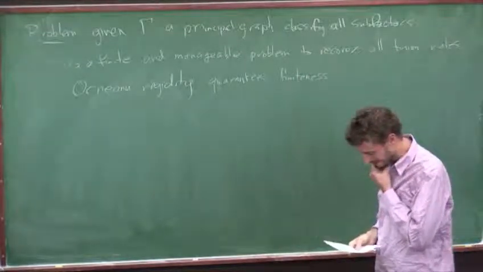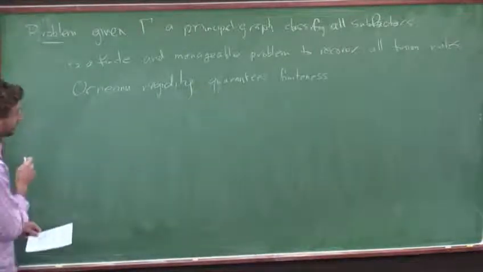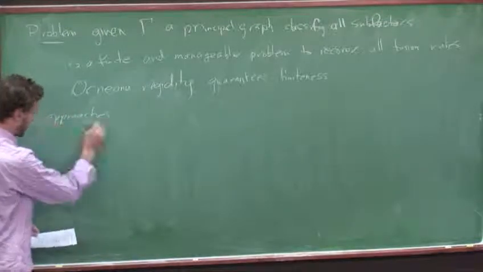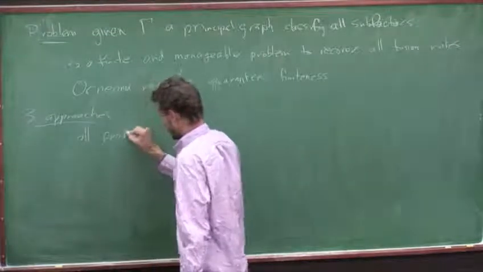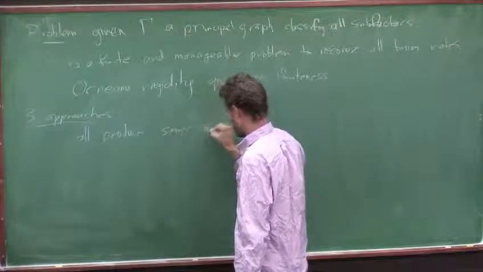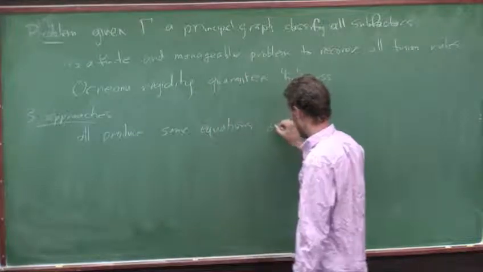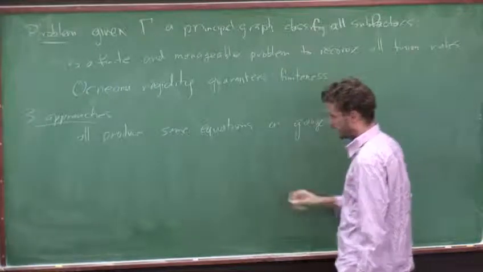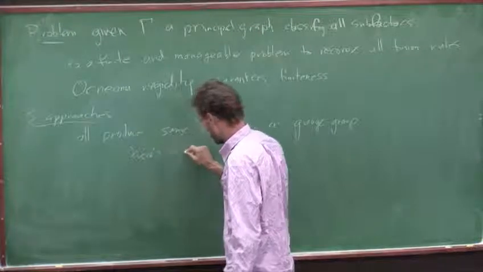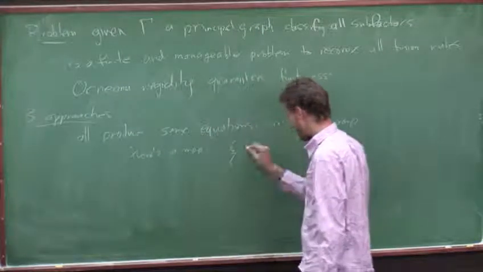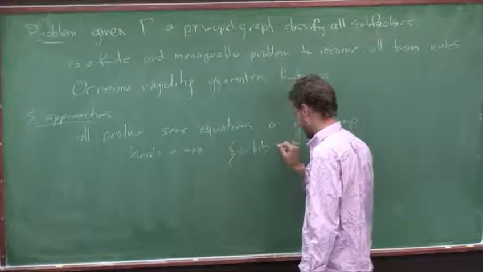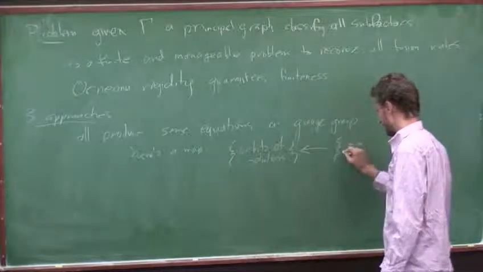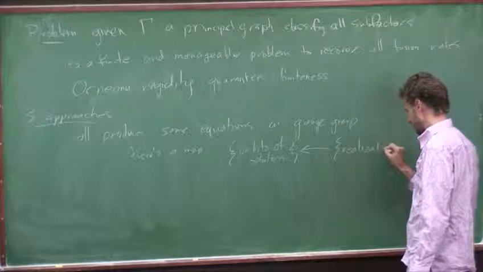Okay, and there are essentially just three reasonable approaches at this level of generality, and all of them work in a similar way. All produce some equations, a gauge group, such that there's a map from orbits of solutions to the set of realizations of that principal graph by subfactors.